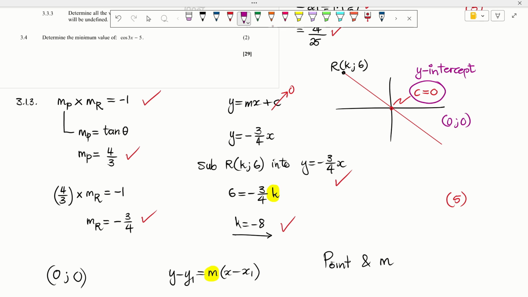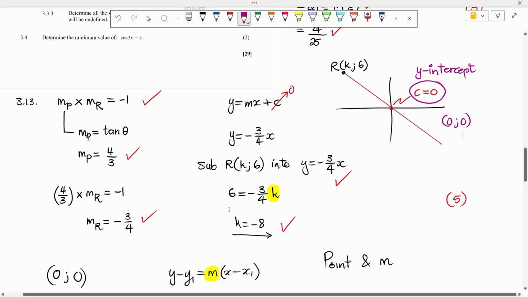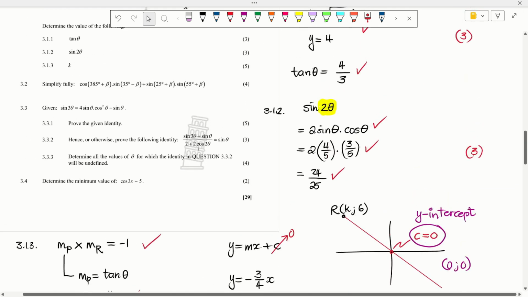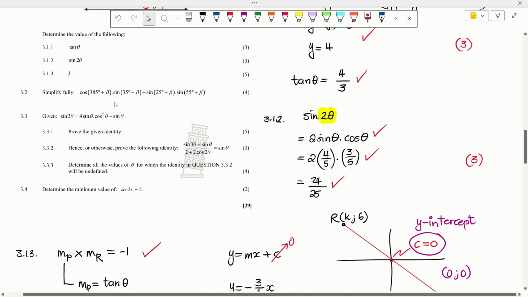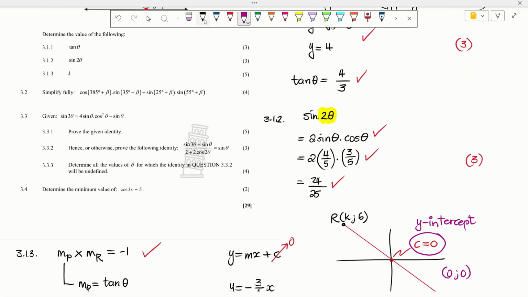Then we move on to 3.2. Let's see what it says. Simplify fully. So let me just rewrite this, and then I'll copy it and put it on a fresh page. So you're just trying to simplify this expression. From where I'm sitting, it looks scary, but let's see what we can do with it.